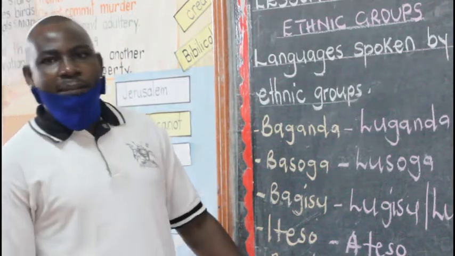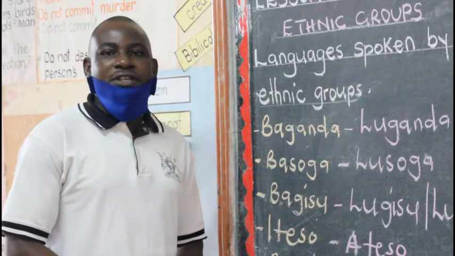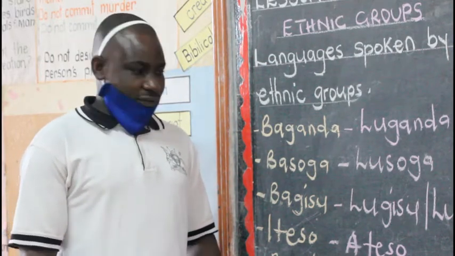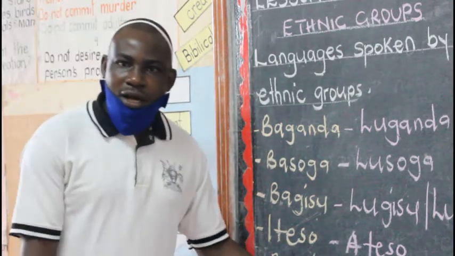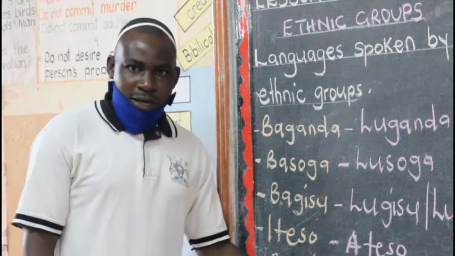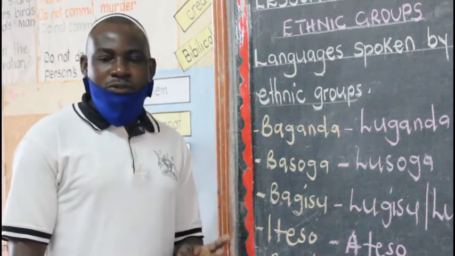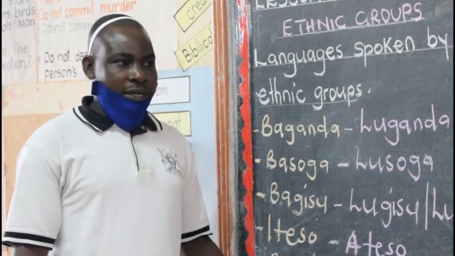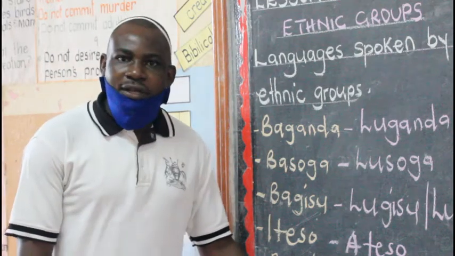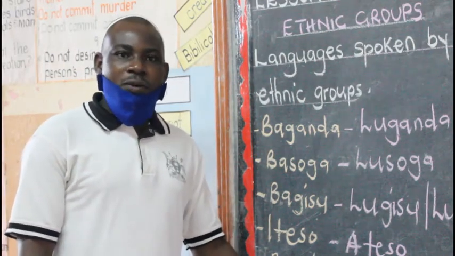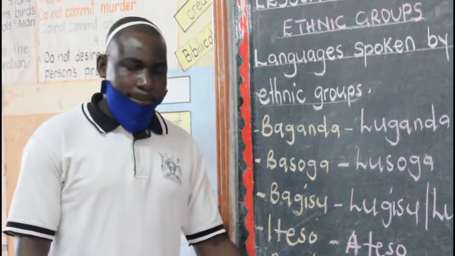Then we also looked at the Hamites. I told you that the Hamites formed the smallest population in Uganda. We also looked at examples of Hamites in Uganda. We have the Bahima, the Basita, and the Batusi as the examples of the Hamites in Uganda. Then what was their occupation? The occupation of the Hamites was cattle keeping. Also you can say pastoralism.